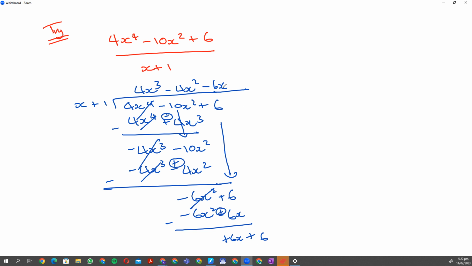So if now x goes into there, you end up with 6. 6 times that gives you 6x plus 6. So then your final solution should come to that.